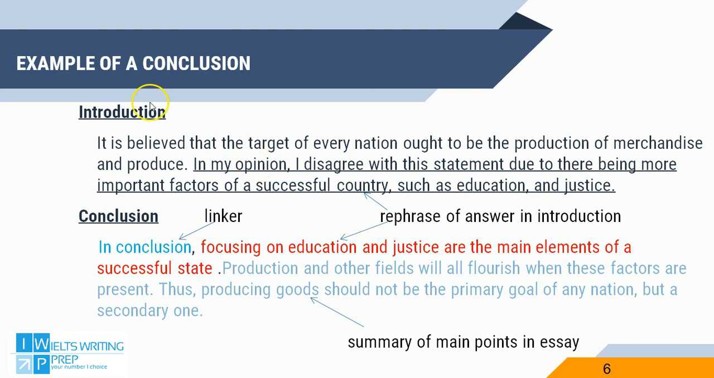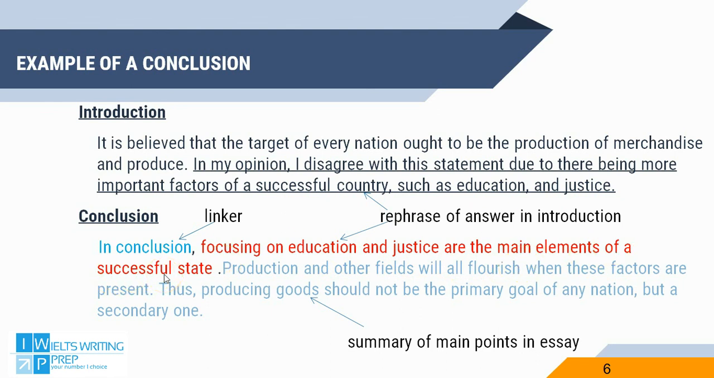So let me read the introduction. It's believed that the target of every nation ought to be the production of merchandise and produce. In my opinion, so this is the answer, I disagree with this statement. So this statement referring to the one that I just mentioned, due to there being more important factors of a successful country, such as education and justice. So this answer we want to rephrase. So focusing on education and justice are the main elements of a successful state.